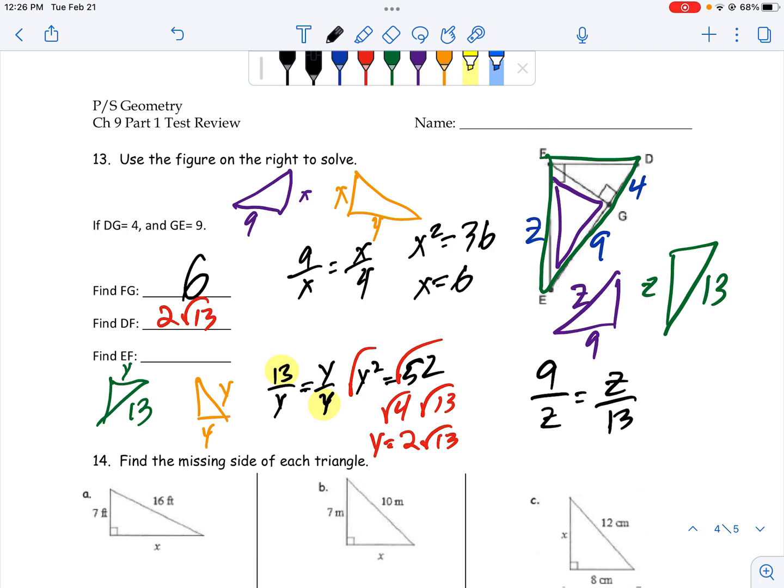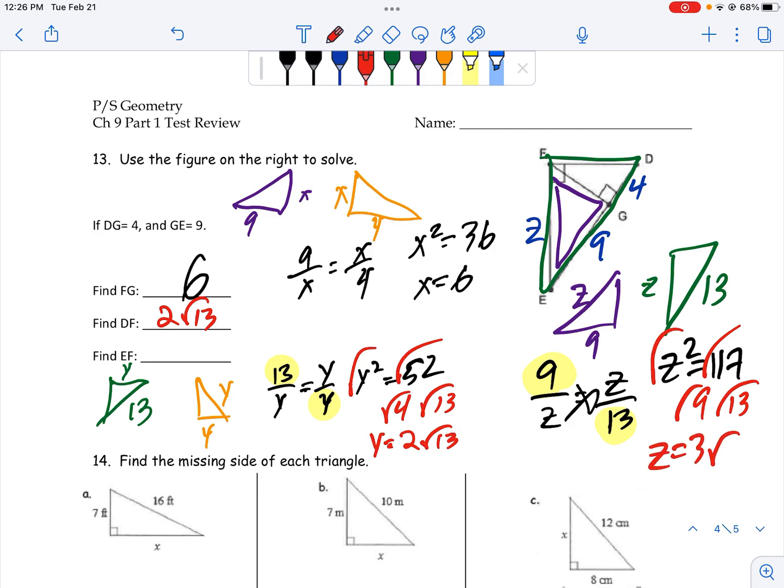Whew, that's fun. So Z squared equals 117. I wonder what perfect square goes into 117. I bet it's 9 and 13. Where did I get 9 and 13? Oh, look at that, it's right there. Wow, that's super nice. So Z equals 3 root 13.